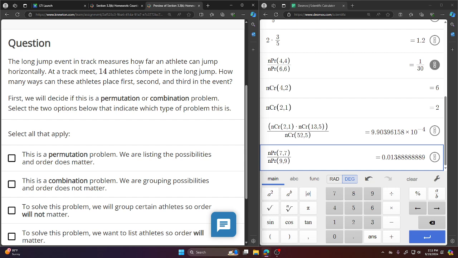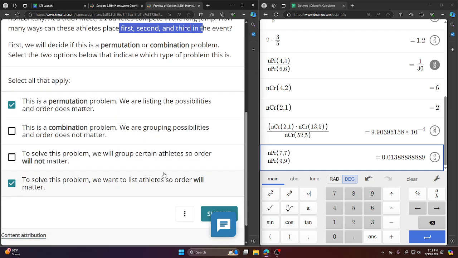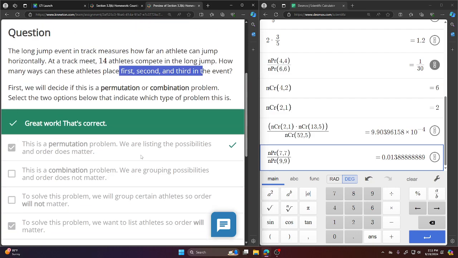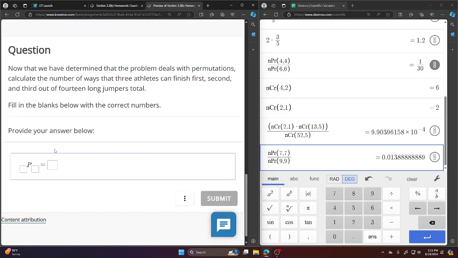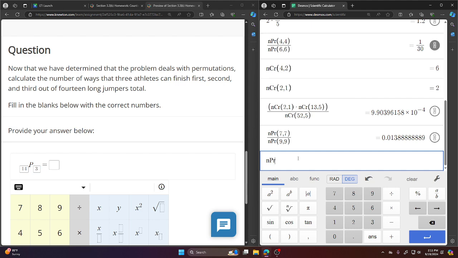Okay. Track meet. We got athletes competing for long jump. Is order important? Order's important when you're first, second, and third on an event. Okay, that one's an easy one. So we got how many total athletes? What's my total? 14. And how many am I caring about? 3. Here we go. nPr, 14, 3.